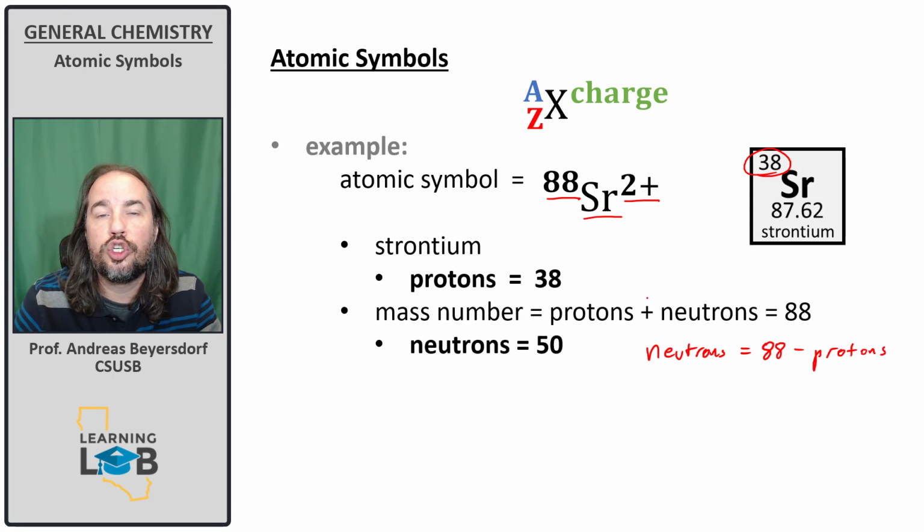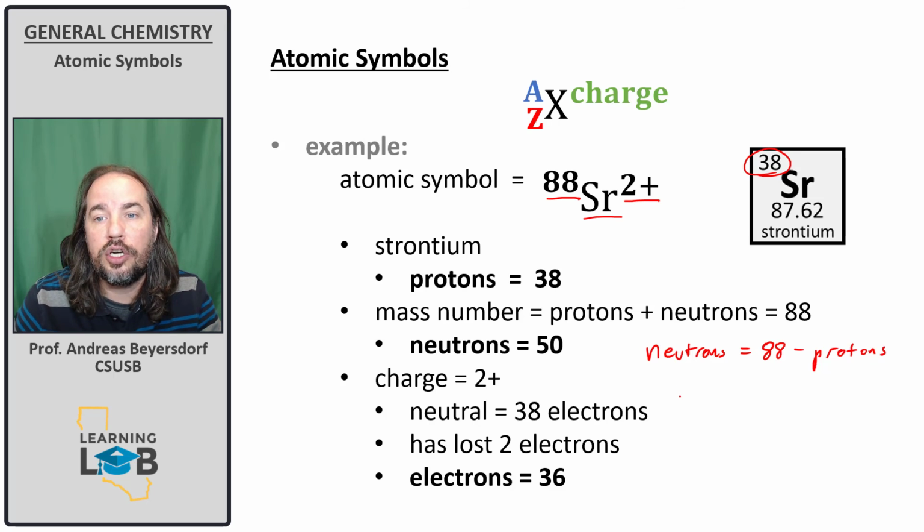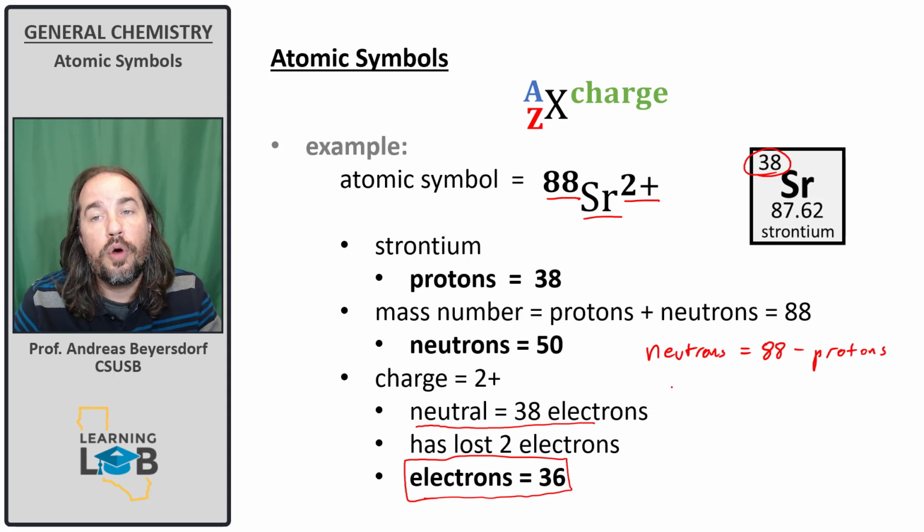And then finally it has a 2+ charge. The charge is the number of protons minus the number of electrons. Or another way to think of this is, if it was neutral, that means it has the same number of protons and electrons. That means it would have 38 electrons. But this has a +2 charge. That means it has lost 2 electrons. So it had 38 electrons, it lost 2, so that means it now has 36 electrons. So from an atomic symbol, we can determine the number of protons, neutrons, and electrons.